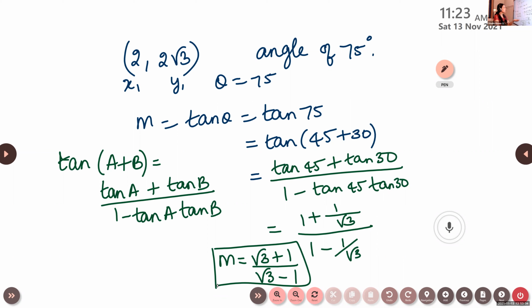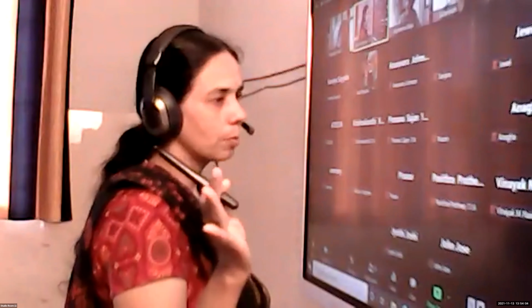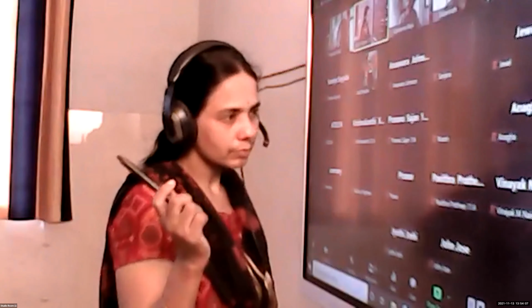So once we get the slope, we can use the 1 point slope form and find the equation. Is it okay, children? Up to this part, is it clear? Finding the slope. Pooja. Vinayak. Naureen.